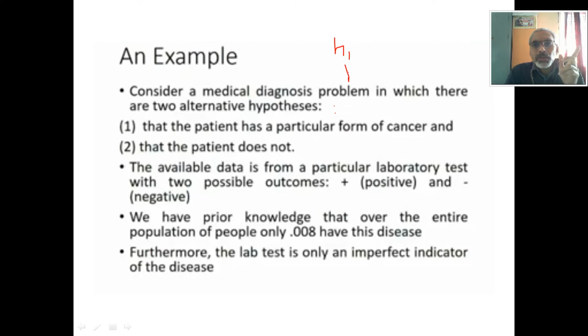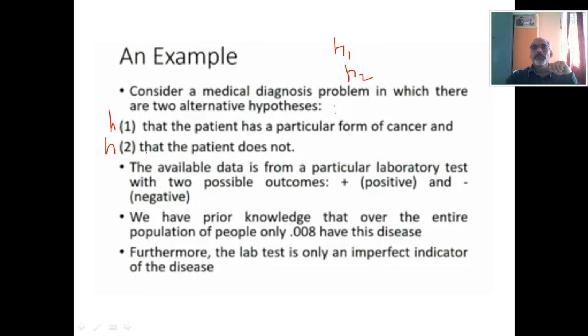The alternative hypothesis, let's call it H2. What is the second hypothesis we are defining? That the patient does not suffer from cancer, right? So the first hypothesis says the patient is suffering from cancer. The second hypothesis is telling that the patient does not have cancer.